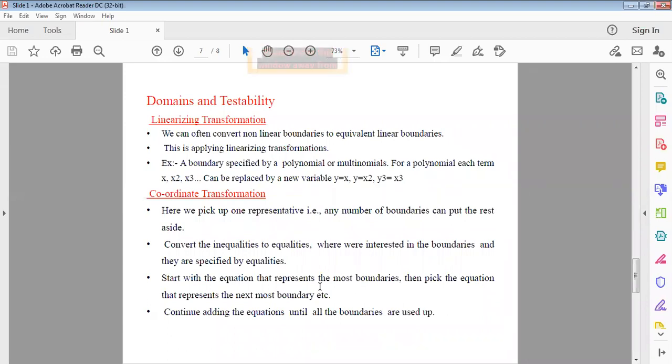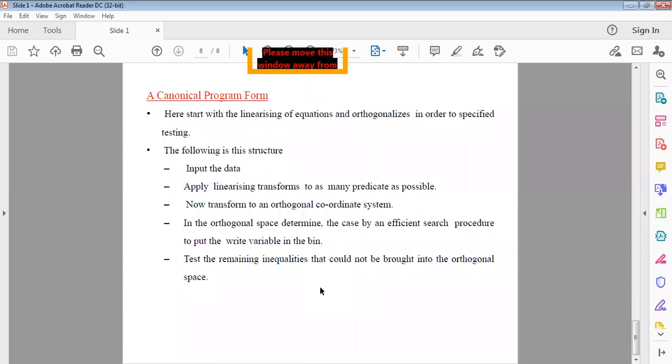First one is transforming non-linear to linear. Next one is transforming to coordinate transformation. This is about domain testability. Okay, so the next one is the program representation, a canonical program form.